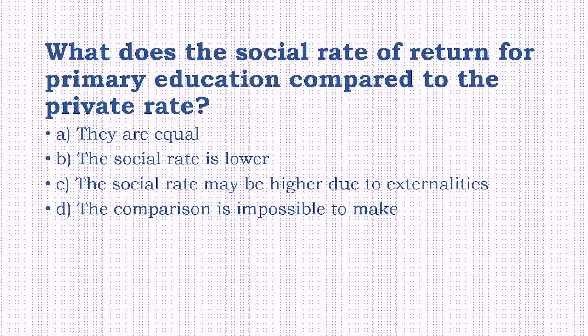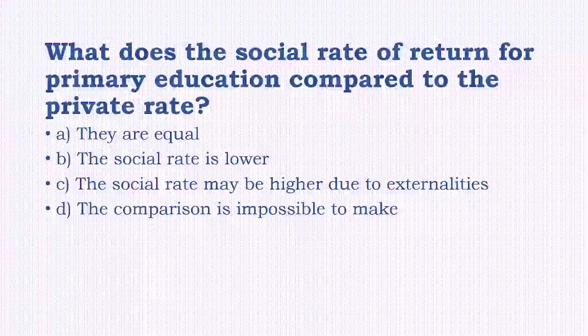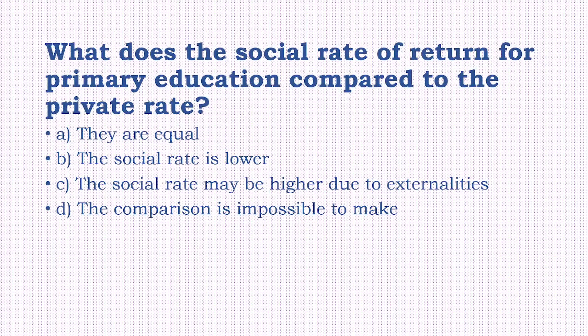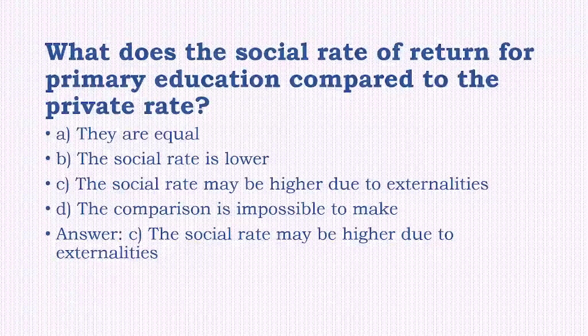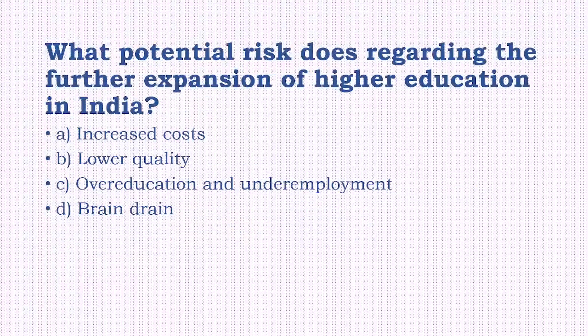Next, how does the social rate of return for primary education compare to the private rate? Options: they are equal, the social rate is lower, the social rate may be higher due to externalities, the comparison is impossible to make. Option C, that is the social rate may be higher due to externalities, is the correct answer.